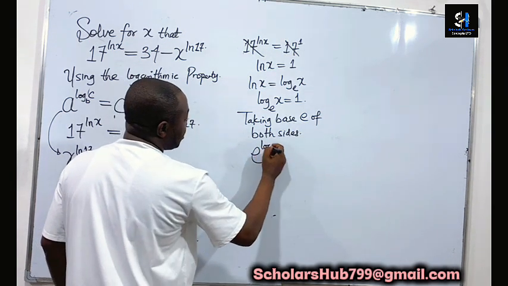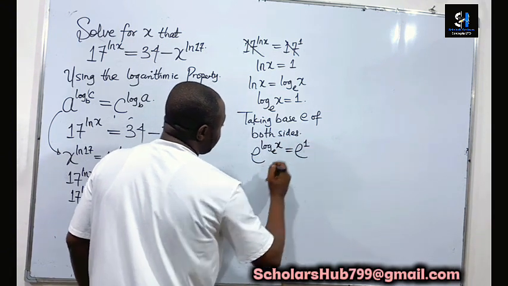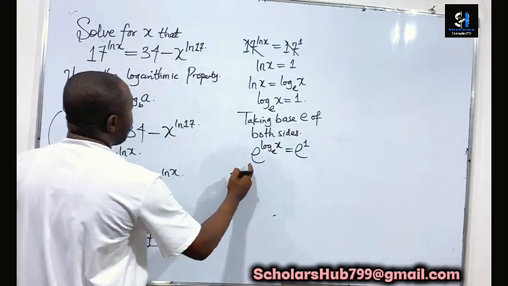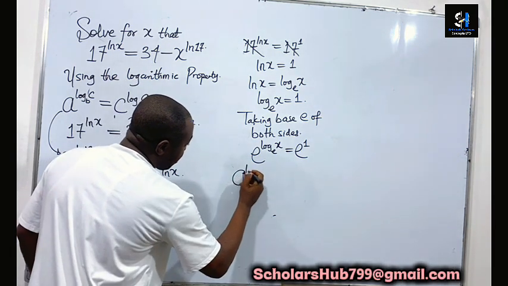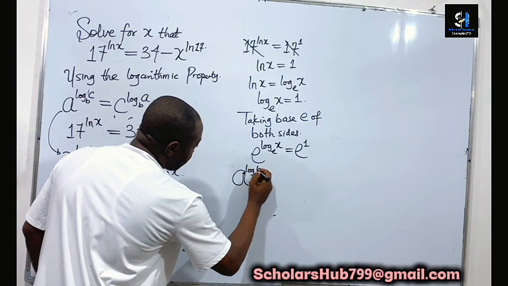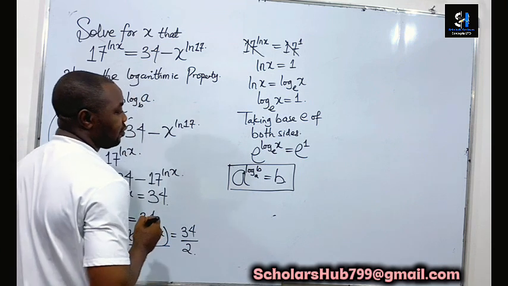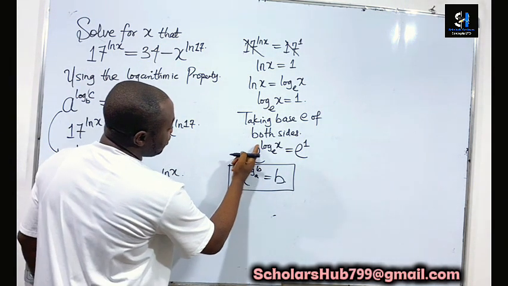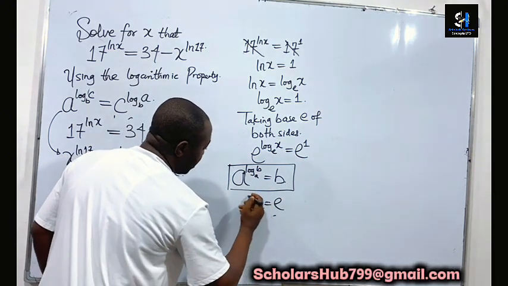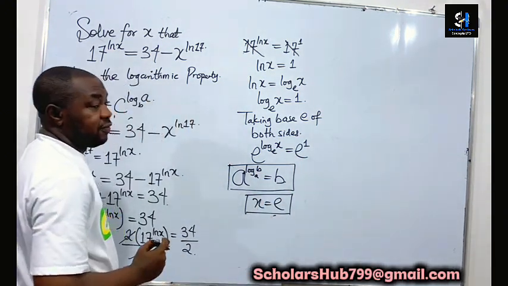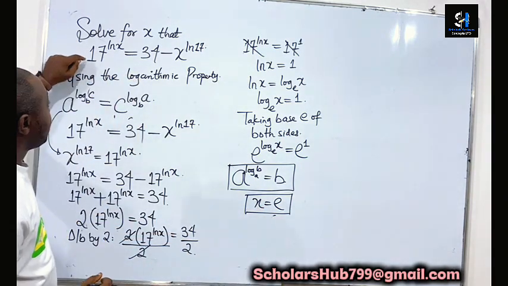So this will be e raised to the power of log base e of x equals e raised to the power of 1. And then we can also use one of the properties of logarithms, using the statement that a raised to the power of log base a of b will be equal to b. This is another property of logarithms. So in this case, we have e raised to the power of log base e of x. That will be x. So the value of x is e. And that is the value that satisfies this equation.